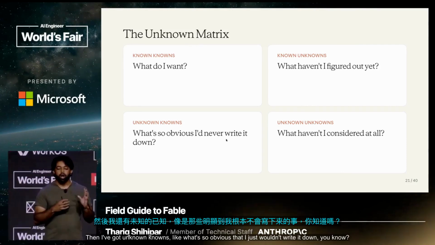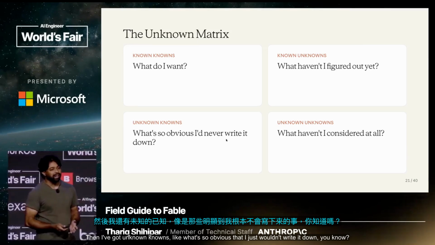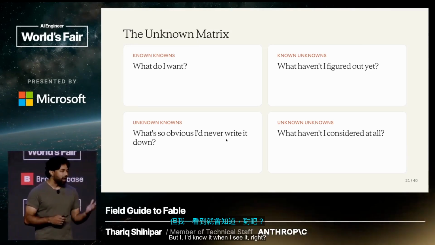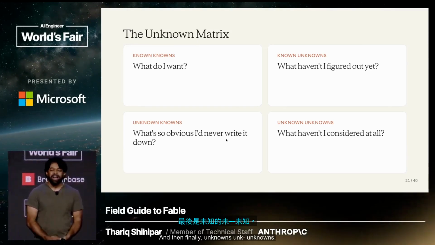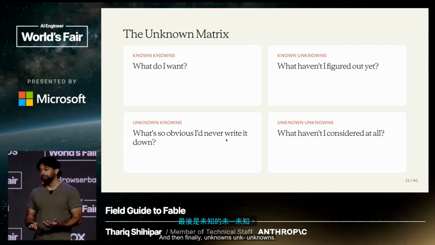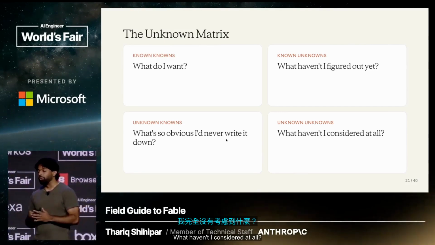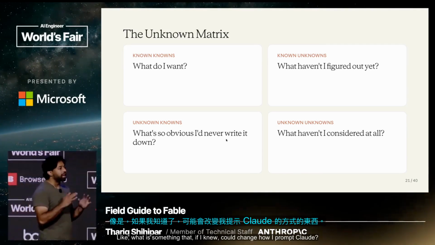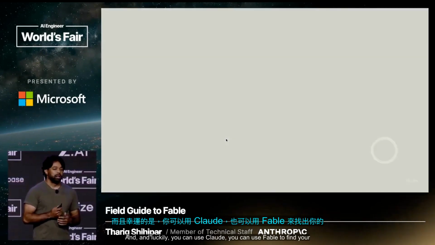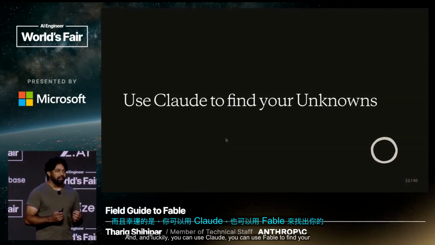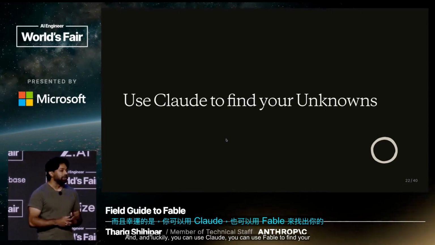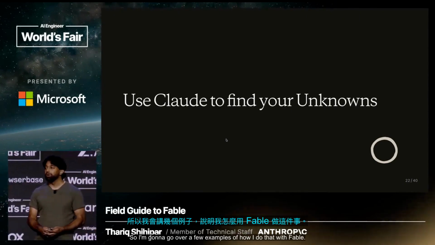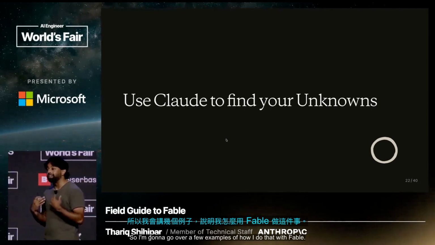Then I've got unknown knowns, like what's so obvious that I just wouldn't write it down, but I know it when I see it, right? And then finally, unknown unknowns. What haven't I considered at all? What do I not know, right? Like what is something that, if I knew, could change how I prompt Claude? And luckily, you can use Claude, you can use Fable to find your unknowns. So I'm going to go over a few examples of how I do that with Fable.